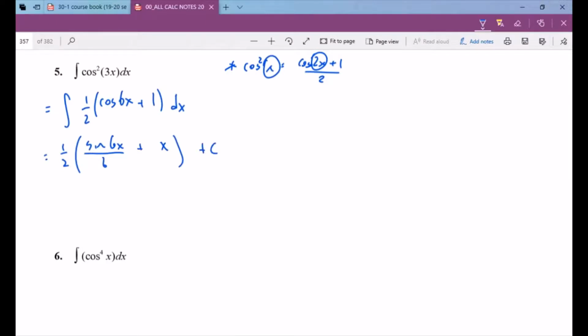We have plus c out here, and both of those are being multiplied by 1/2, so this ends up being sine 6x over 12 plus x over 2 plus c.